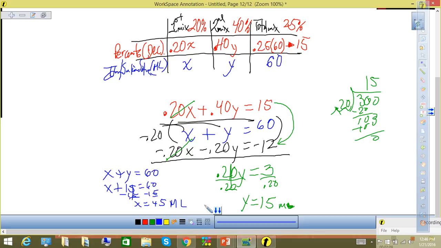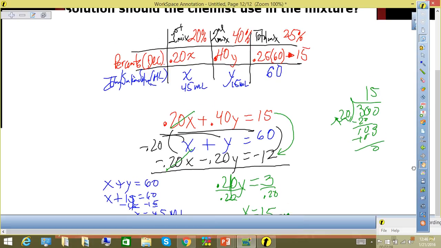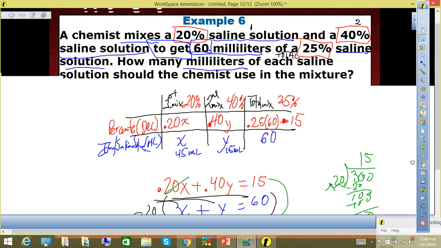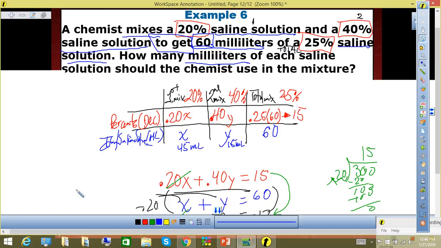Yes. Okay. Santi's saying that why don't we write the 45 ml right here and 15 ml right there, and then that'll help us focus for the sentence. Very good. Santi in the house. All right, let's write our sentence.